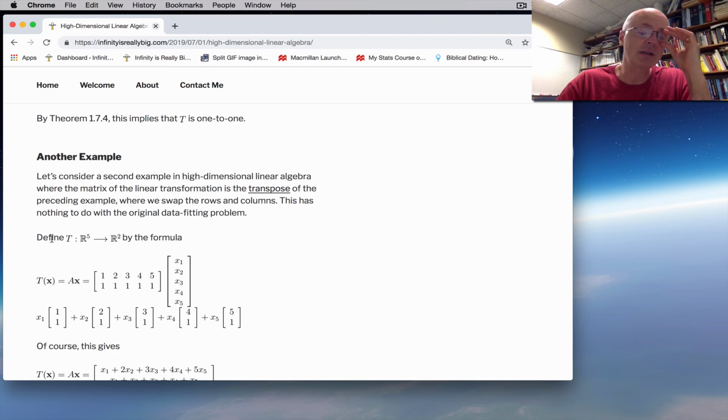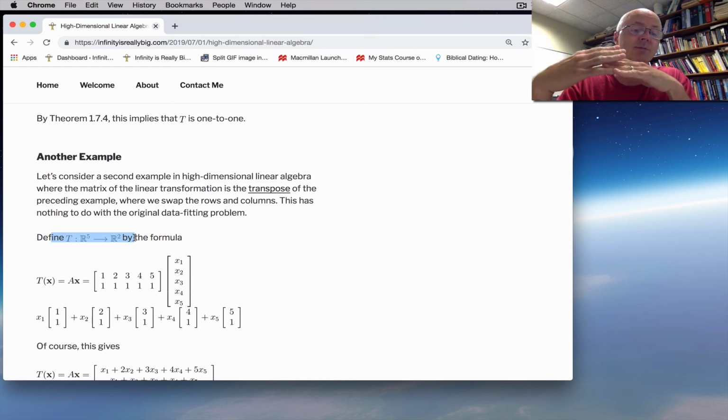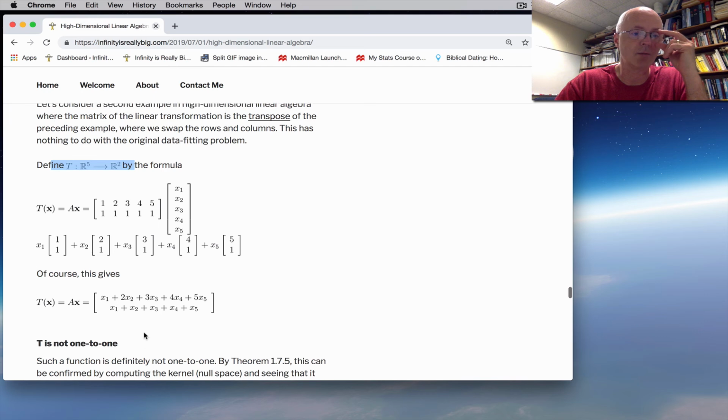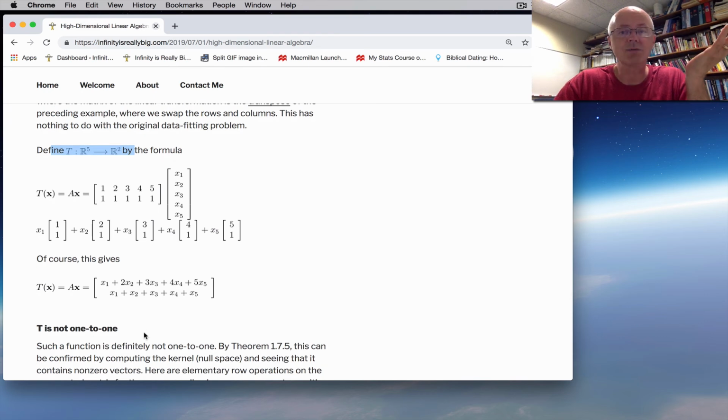And it defines a linear transformation where the domain and codomain from the first example are switched around. Now the domain is 5-dimensional space and the codomain is 2-dimensional space. So my input vector is a 5-dimensional vector and my output is 2-dimensional. Okay, and here's another way you can write the output. And we want to decide, is this 1-to-1 and/or onto or not?